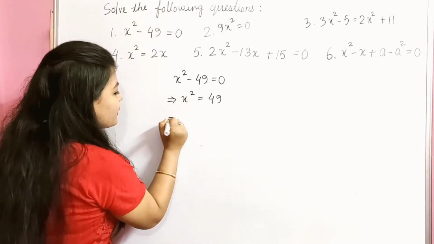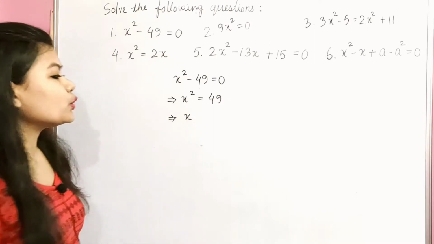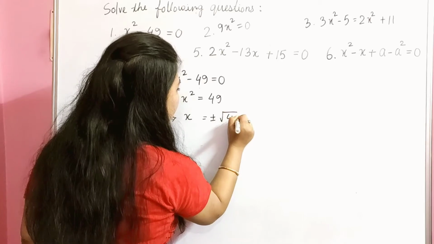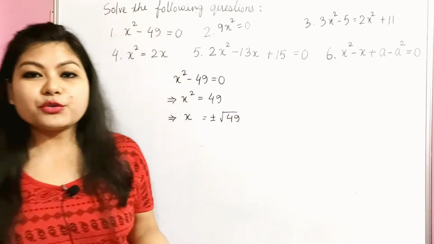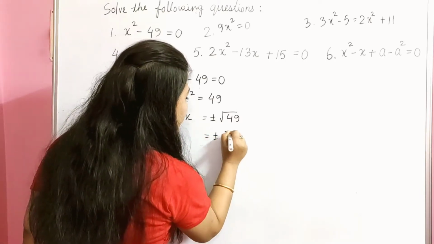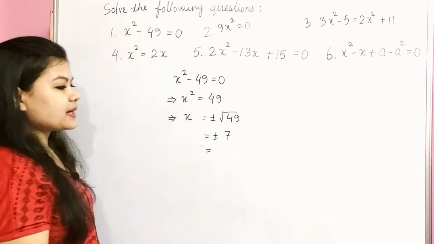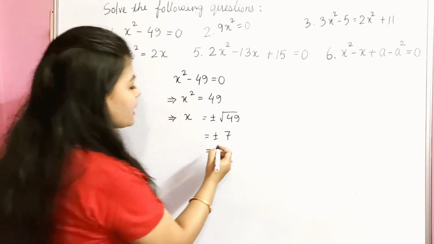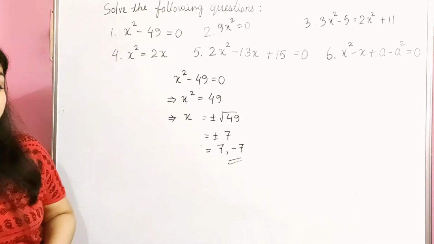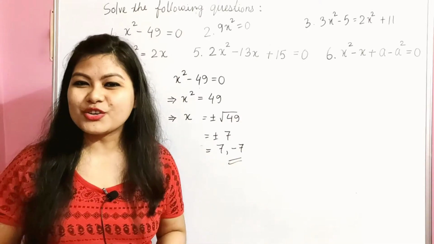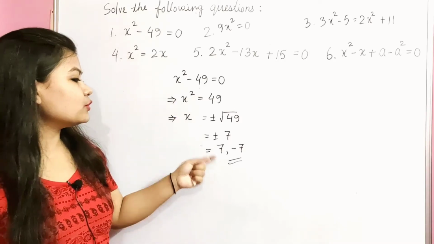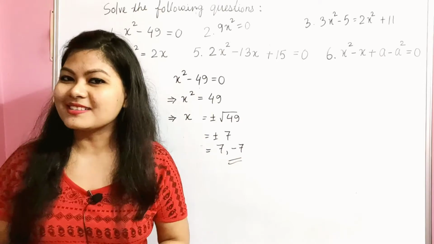Now by square rooting both sides, the left hand side will become x and on the right hand side we will write down plus minus root 49. Now we know that 7 square equal to 49, so we can write down plus minus 7. Plus minus 7 means this value can be written as 7 and minus 7. We know that a quadratic equation has two solutions, or we can say that it has two roots. Therefore we get the solution as 7 and minus 7.